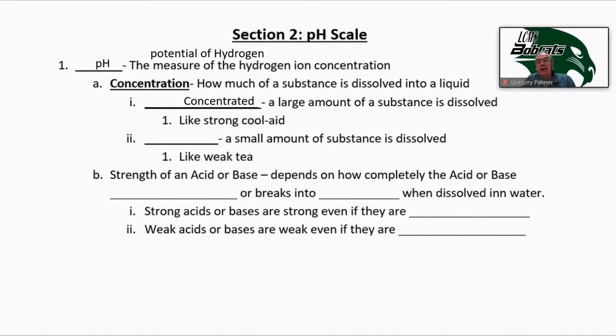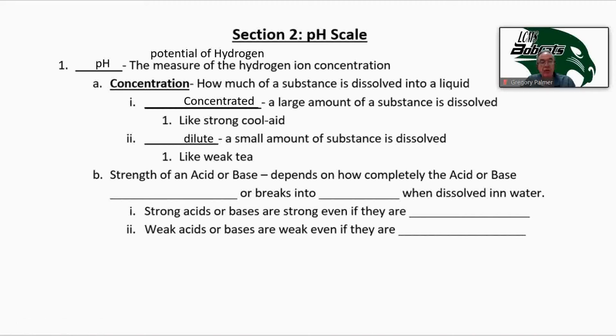And with acids and bases, we have the same kind of thing. We can mix a lot in or we can mix a little bit in. And this is different than the strength of an acid or base. So we're going to take a look at how that is. Concentrated is a large amount of a substance dissolved, like strong Kool-Aid. And dilute is a small amount of a substance being dissolved, like weak tea, or the stuff that was pretty clear, just a light pink. So it went from the light pink to the dark pink.